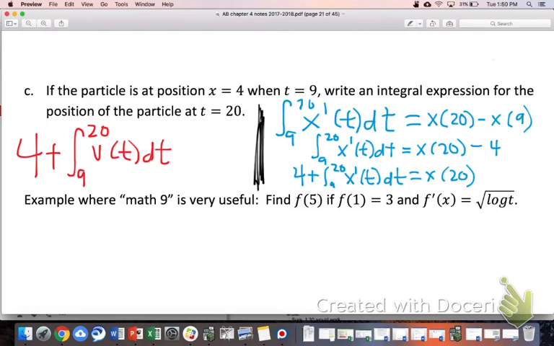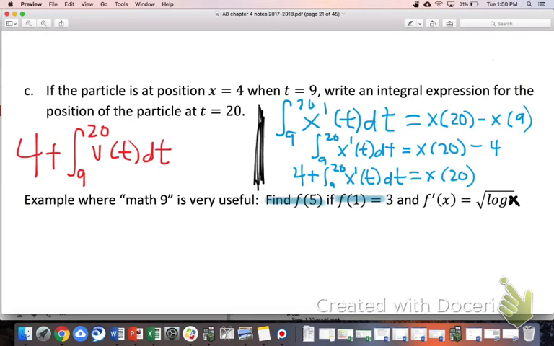Notice what you're asked to do here in this example. It says find f of 5. And let's think about what we're given. It says find f of 5, and then we are given f of 1 equals 3. And sorry about the typo here. I would like that to be root log x, not root log t. That's a leftover from an older thing we used to do. I'm just going to do this right here.